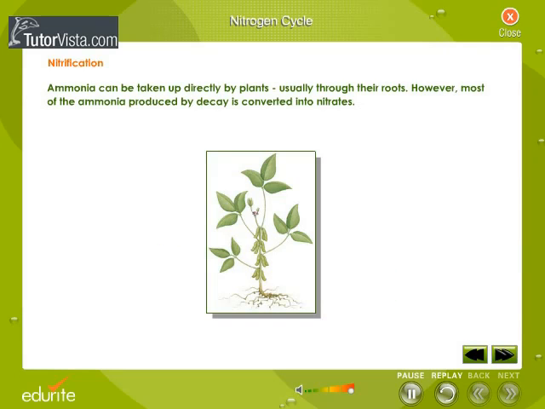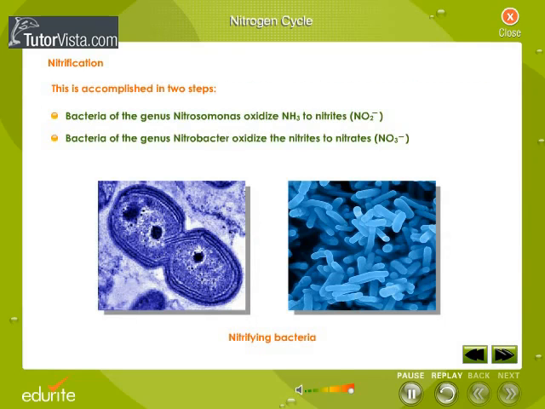Nitrification. Ammonia can be taken up directly by plants, usually through their roots. However, most of the ammonia produced by decay is converted into nitrates. This is accomplished in two steps. Bacteria of the genus Nitrosomonas oxidize NH3 to nitrites, NO2⁻. Bacteria of the genus Nitrobacter oxidize the nitrites to nitrates, NO3⁻.